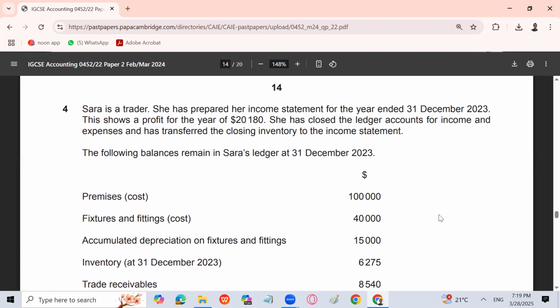So the most important thing is that profit for the year is calculated. It is given in the question, and that is 20180. What does it mean? It means that the statement of profit and loss is already prepared, the income statement is already done. She has closed the ledger accounts for income and expenses and has transferred the closing inventory to the income statement. So all expenses and income are transferred to the income statement, and closing inventory is also recorded in the income statement. The following balances remain in Sarah's ledger at 31st December 2023.